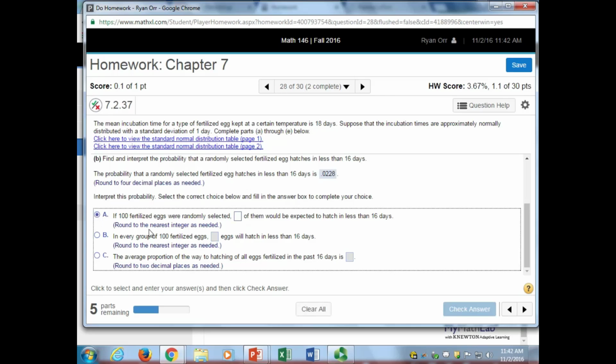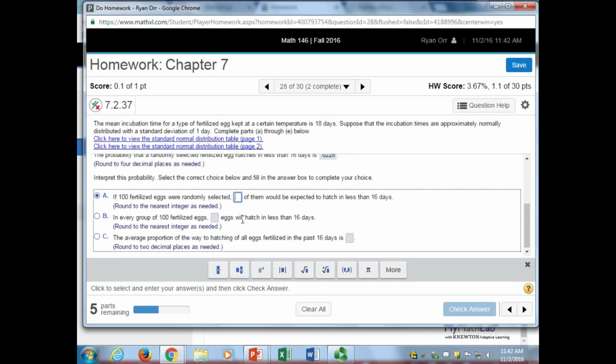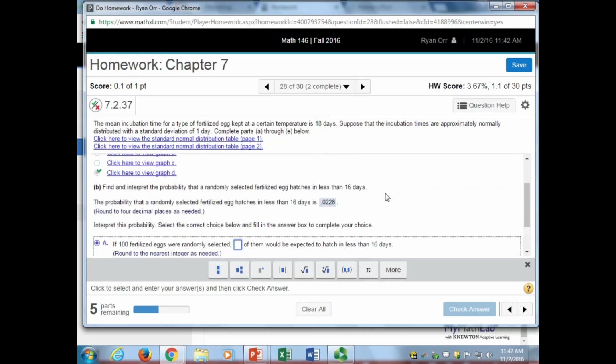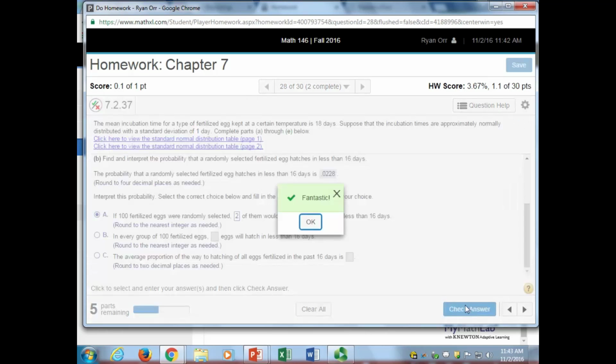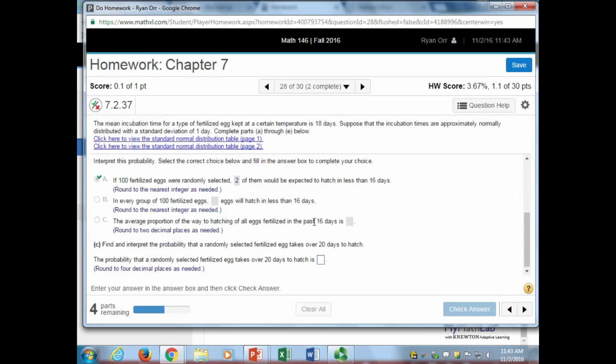So if 100 fertilized eggs were randomly selected, then blank of them would have been expected, round to the nearest integer. So basically we're saying that 2% of them are going to hatch that fast. And so it would be like 2. It would be 2 eggs, I think is the answer. Okay. Find and interpret the probability over 20 days.